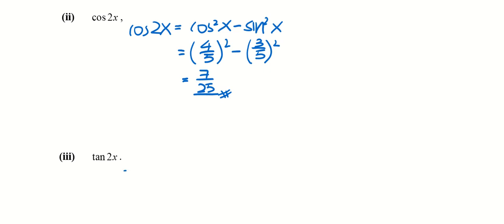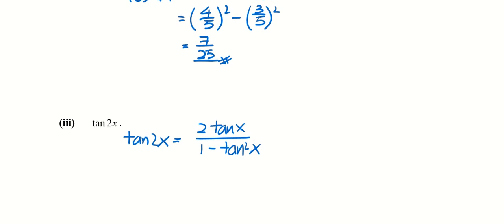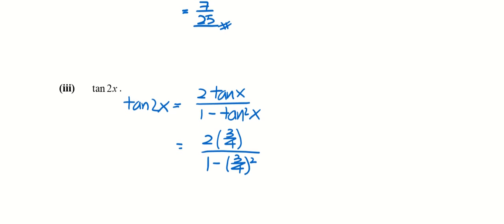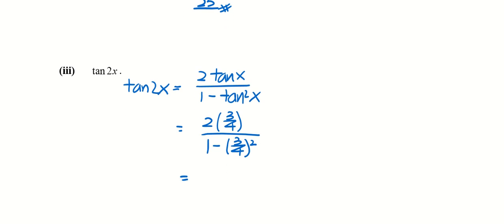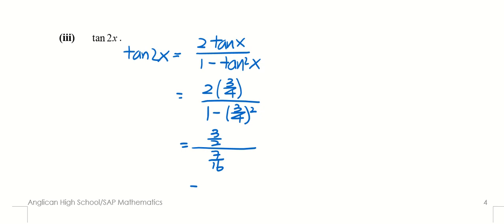Now, tangent. Tangent 2x is written as 2 tangent x over 1 minus tangent square x. In this case, all you need to do is to substitute your 3/4 inside. When you evaluate, you get 3/2 divided by 7/16. So eventually, you reach 24/7.